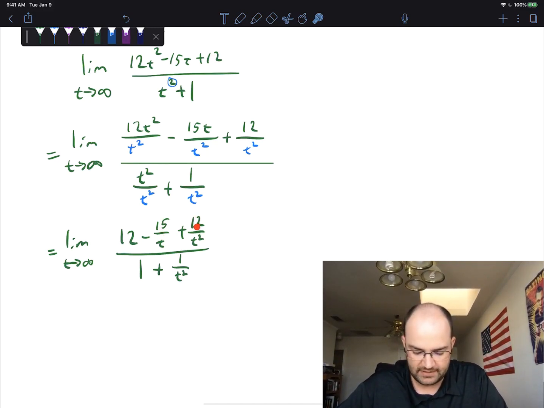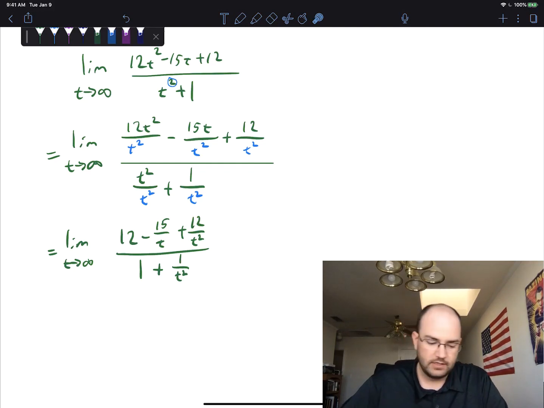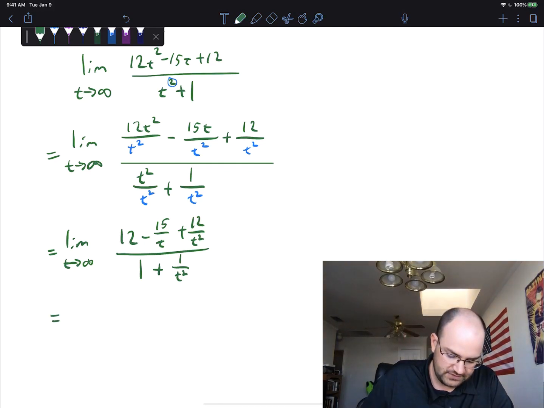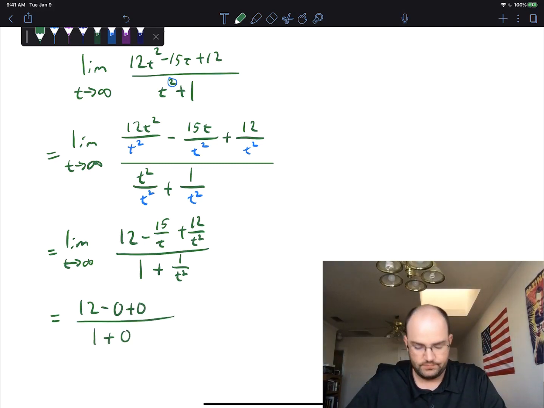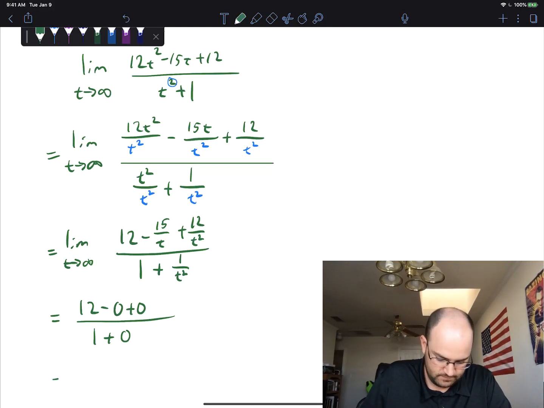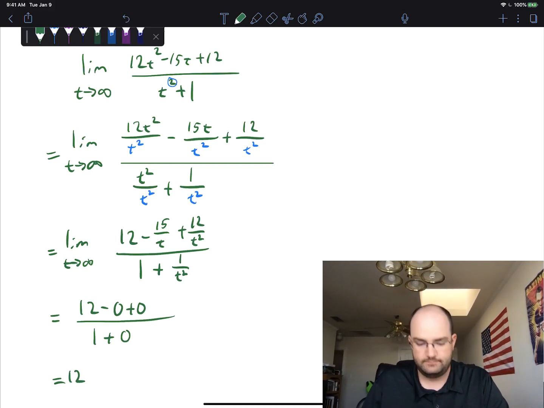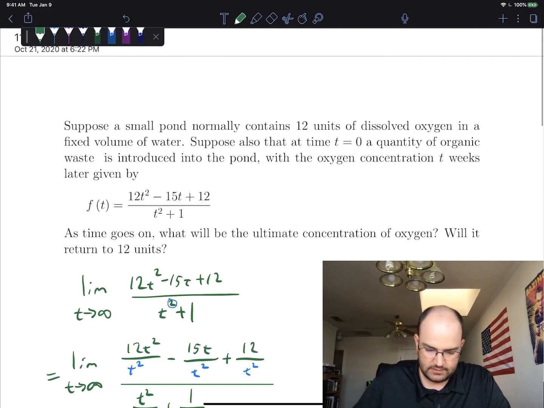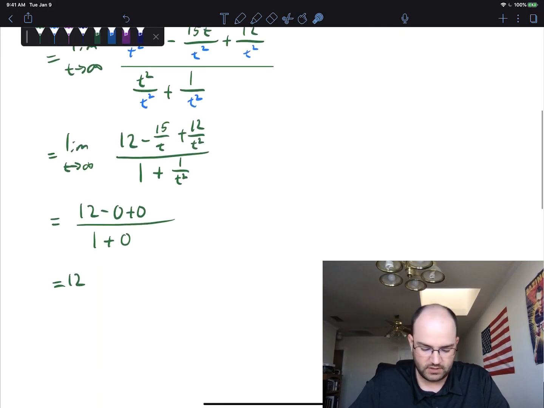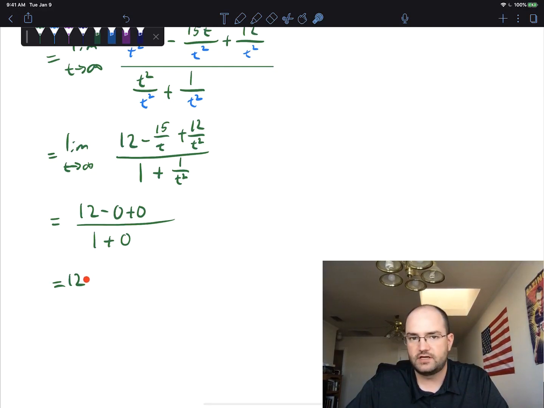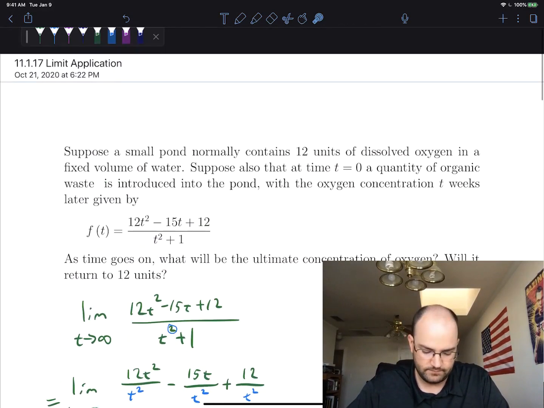And the same thing is happening here. And the same thing is happening here. So this becomes 12 minus 0 plus 0 all over 1 plus 0. And then you just simplify that. That's going to give me 12. As time goes on, what will be the ultimate concentration of oxygen? The ultimate concentration will be 12 units of oxygen for every fixed volume of water.